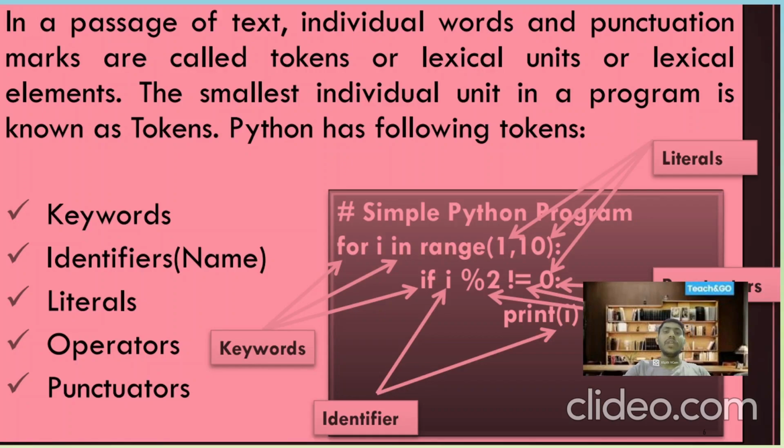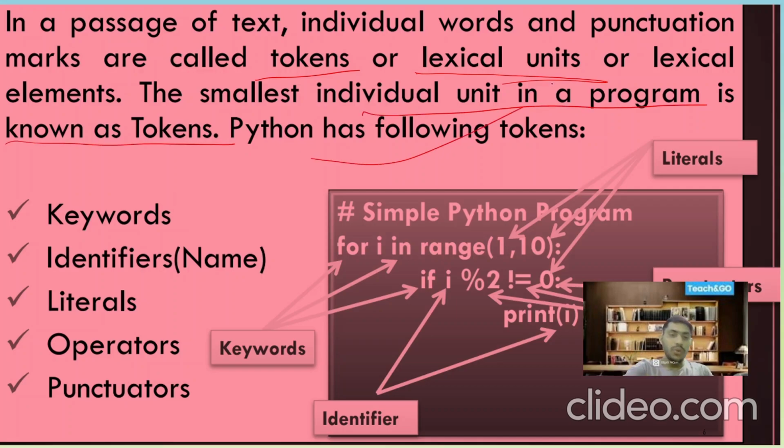Then come to lexical units, tokens. In a passage of text, individual words and punctuation marks are called tokens. Individual words that you are using, everything is called a token. The smallest individual unit of a program is known as a token.